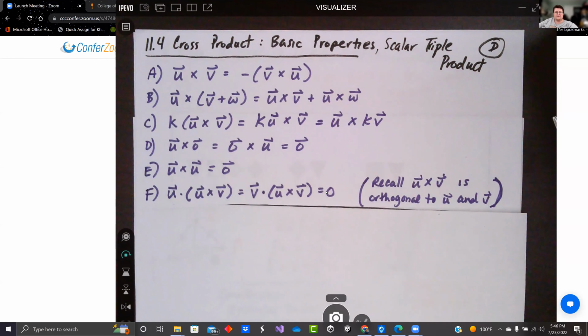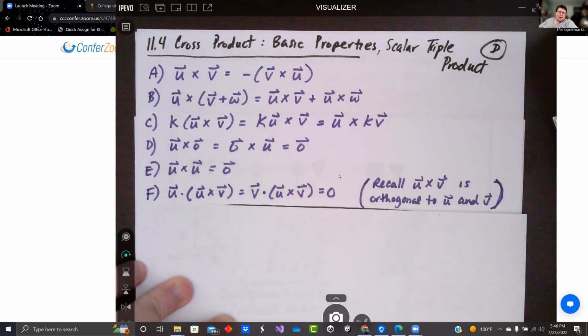Welcome back, everyone. This is Professor Hefe coming at you with the cross product, basic properties and the scalar triple product. This is in 11.4 of the Anton book. Let's just jump right into it. So we've got our basic properties.